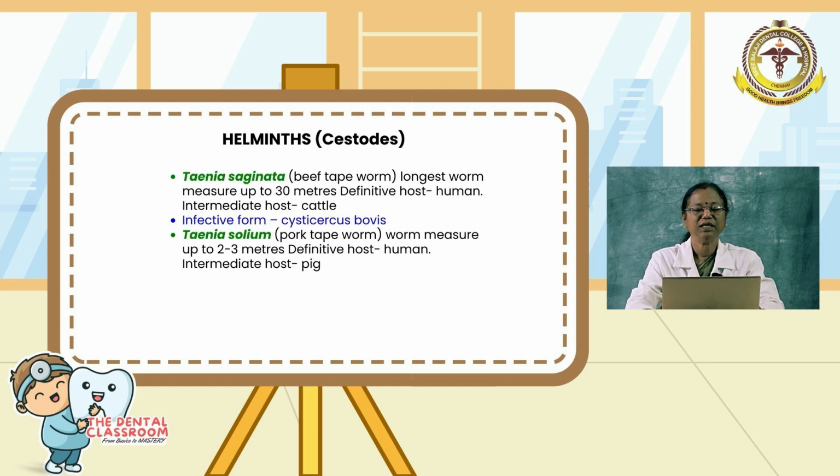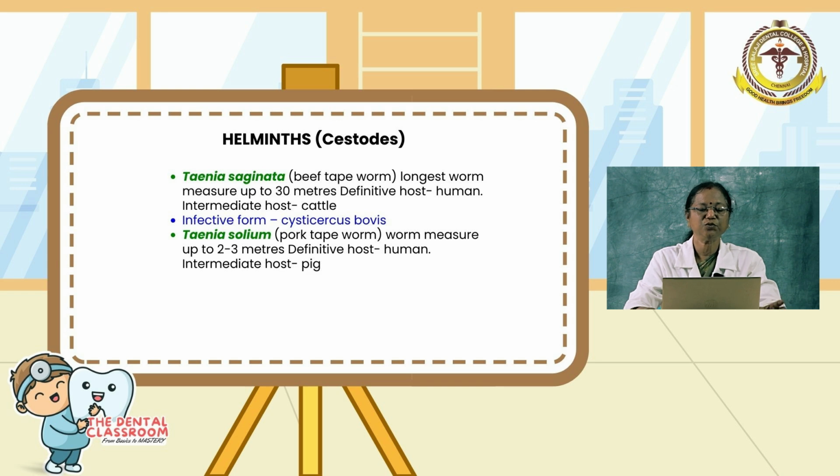We will now discuss helminths, the cestode parasites. The first is Taenia saginata, which is referred to as the beef tapeworm. This is the longest worm. It measures up to 30 meters. The definitive host for this parasite is human. The intermediate host is the cattle. The infective form of this parasite is Cysticercus bovis. So, any of this information can be asked as an MCQ. The longest tapeworm is the beef tapeworm, Taenia saginata.